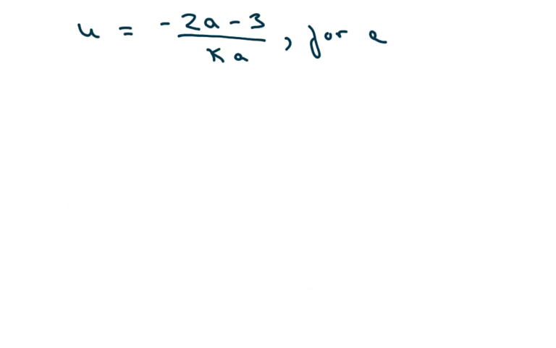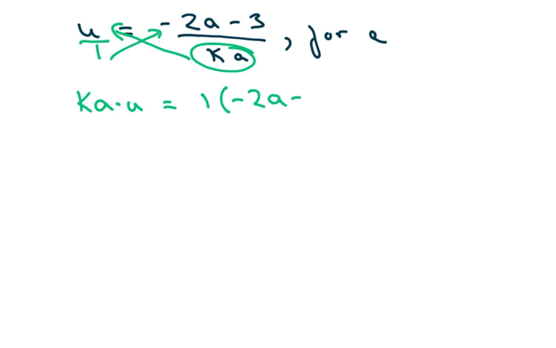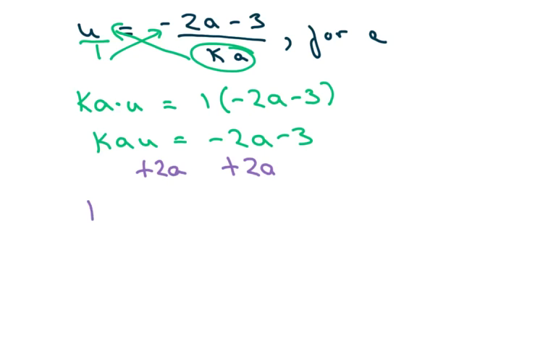Alright, next is the last one, which looks like the hardest. The first thing I'm going to do is cross multiply. Move him up there, multiply. So it's Ka times u equals 1 times negative 2a minus 3. So we have Kau equals negative 2a minus 3, because 1 times that is just that. We have to solve for a. So I'm going to group my a's together like I did before. So you get Kau plus 2a equals, that cancels, so we get negative 3.